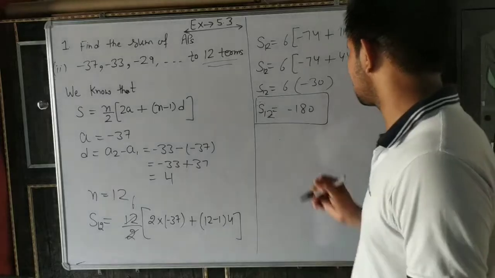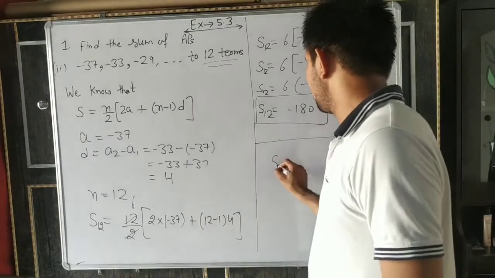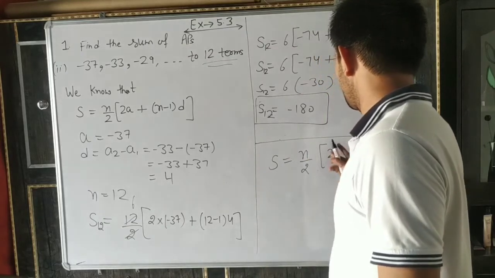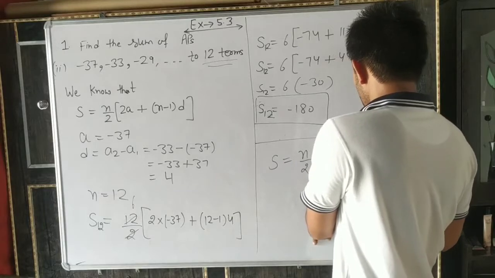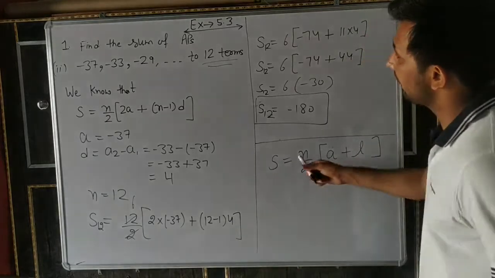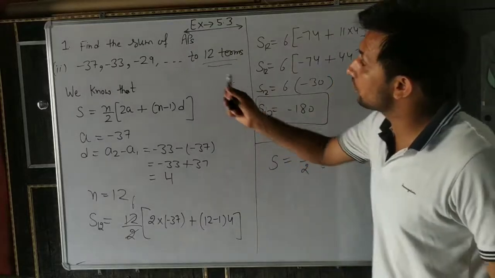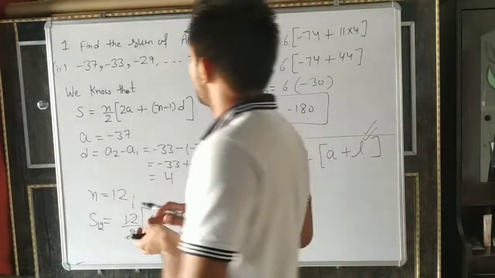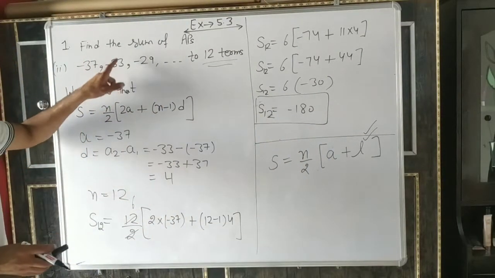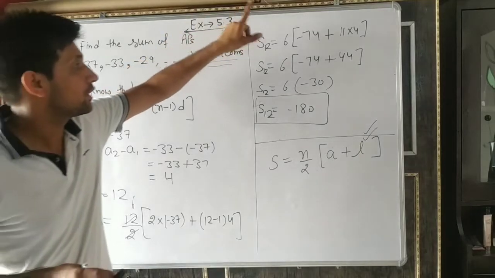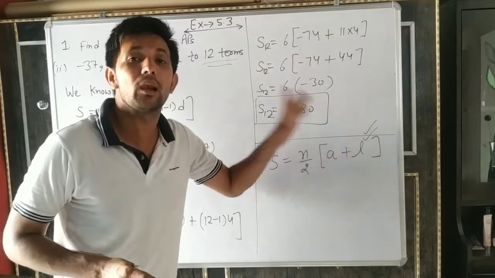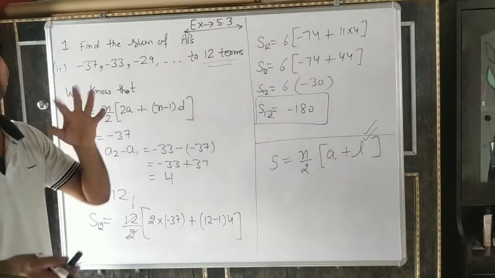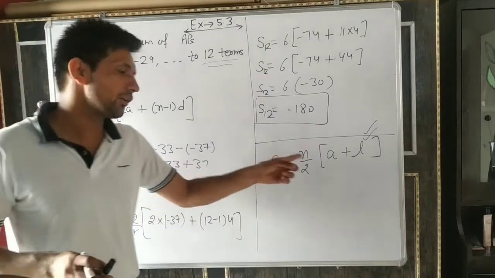Now some students asked, sir, why we did not use this formula here: n upon 2 into (a plus l)? Because we know here n is 12, up to 12 terms. A also we know. But here l means last term. Last term means what is the 12th term? First, second, third, fourth, fifth, sixth. So first we should know what is l, the last term. But here only how many terms are given? 3 terms. But we have to find up to 12 terms. That's why we can't use this formula.